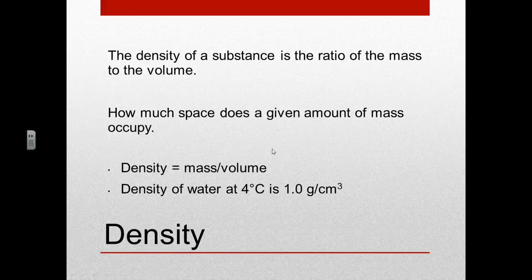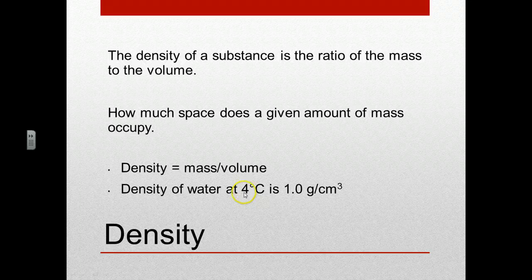It's constant. We know that water at 4 degrees Celsius is always 1.0 grams per cubic centimeter. That means 1 gram of water is going to occupy 1 cubic centimeter of space. So if you have a cube that is 1 centimeter on each side, that should have a mass of 1 gram if it is pure water at 4 degrees.